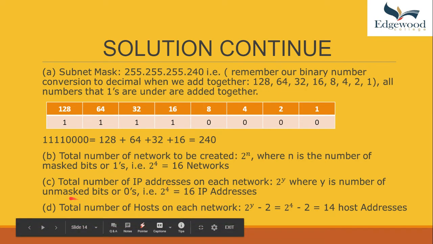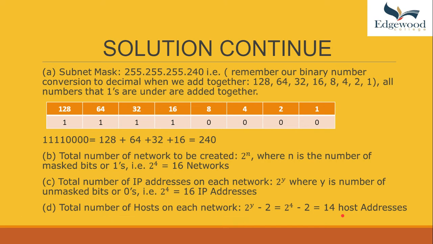All right. Now look at this last one: the total number of hosts on each network. That is 2 raised to power y minus 2, which is 2 raised to power 4 minus 2, which will give us 14 host addresses. It means these 14 host addresses are the ones you assign to your 14 computer systems on that particular subnet mask.